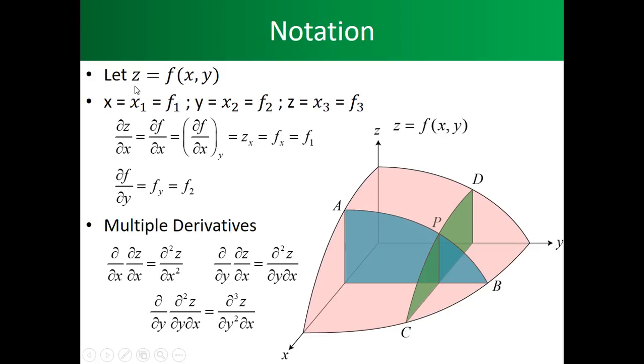Okay, now let's look at this. Let z be f of x, as we said before. And so now we want to decrease some of the notation to make it a little easier to follow. Okay, we're going to call x x1, and we're going to call that function f1. We're going to call y, instead of y, x2, and we're going to call this function f2. And then we're going to call z x3, with the function f3.